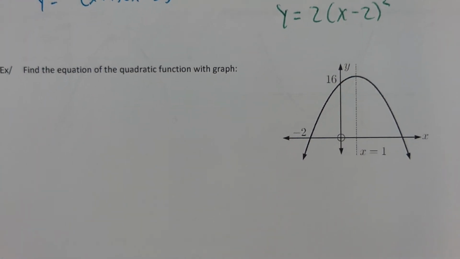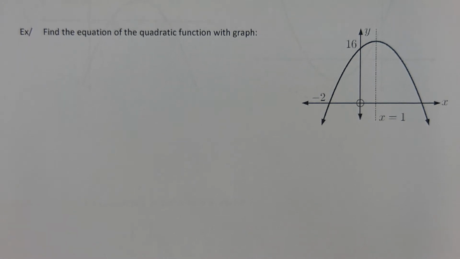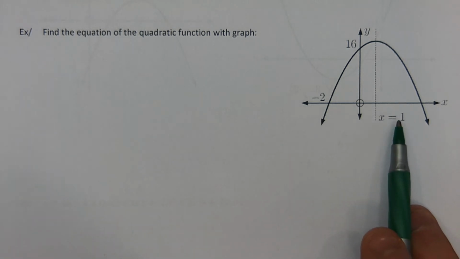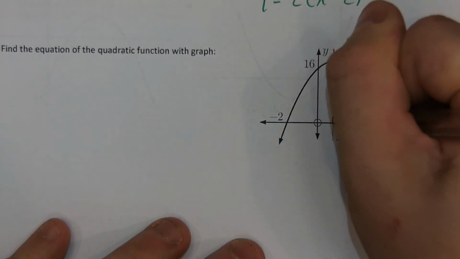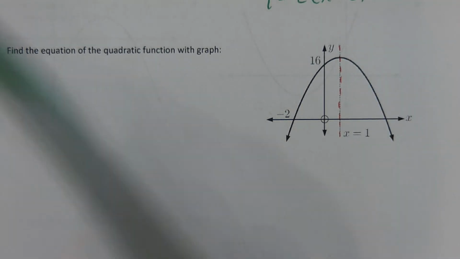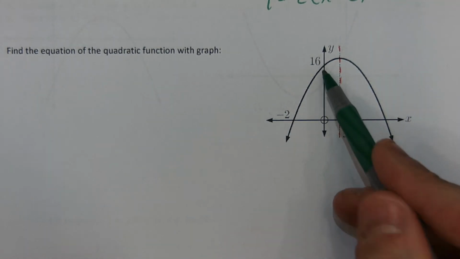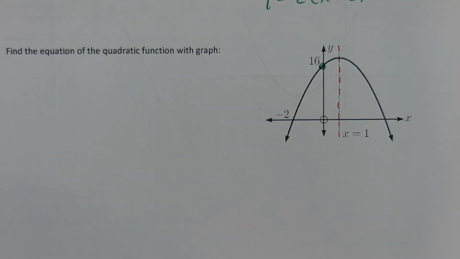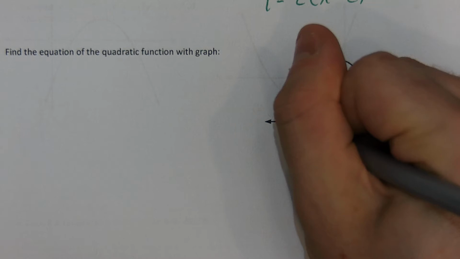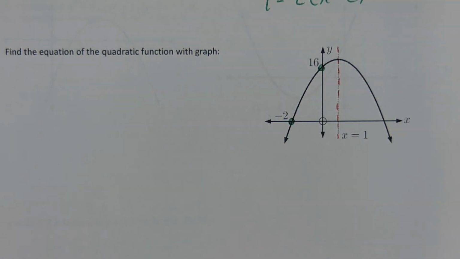Third example. All right. What were we given? Well, we were shown that the axis of symmetry is at x equals 1. We were shown that the y-intercept is at 16. That is not the y value of the vertex. It's just the y-intercept. We were shown that we have a 0 at -2. And it kind of feels like you need more information. But guess what?